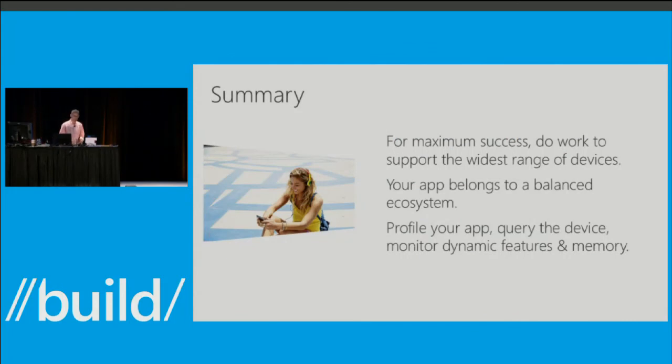So the moral of the story overall, assuming you do want to target the widest range, is that you still have a responsibility to target the widest range and produce a good experience. And secondly, you have to play nice in the ecosystem. Well, you don't have to, but it'd be nice if you played nice. Otherwise, the user will soon notice that your app is not a nice app. And there's various ways that you can slice it using the API, using the store, using static elements in your manifest, and using the profiler.